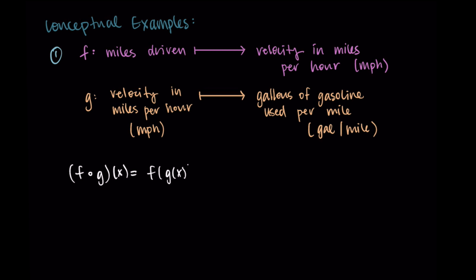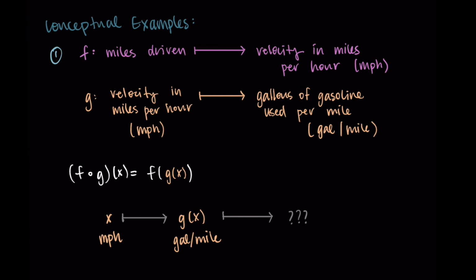This means we do f of g of x, so we do g first. When we do this, we're going to start with our input units, which is miles per hour, and then g takes that value and outputs the corresponding gallons per mile. Then we'd want to use this gallons per mile as the new input to the function f. So we did the first function, that was g. We did miles per hour and got an output of gallons per mile. And now we want to use this as input to f.